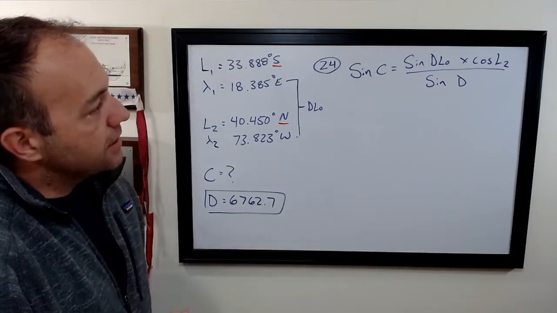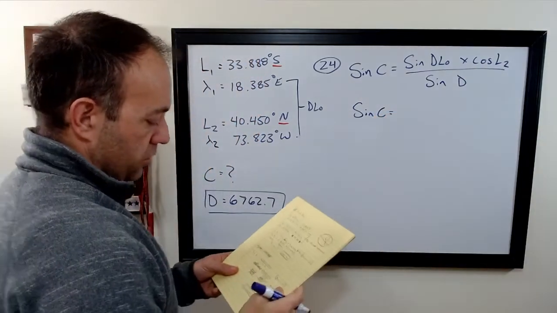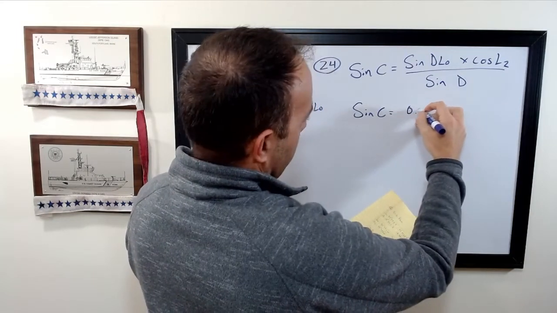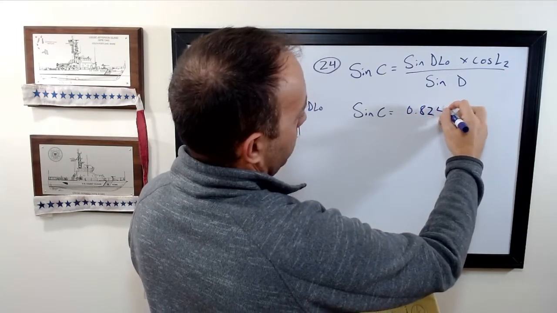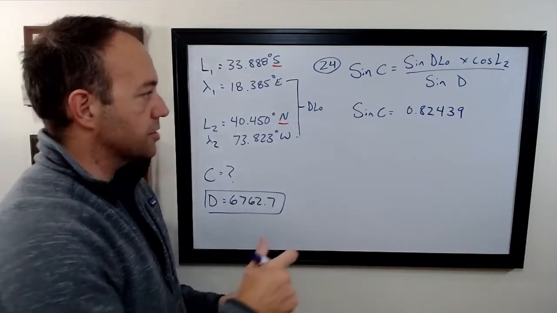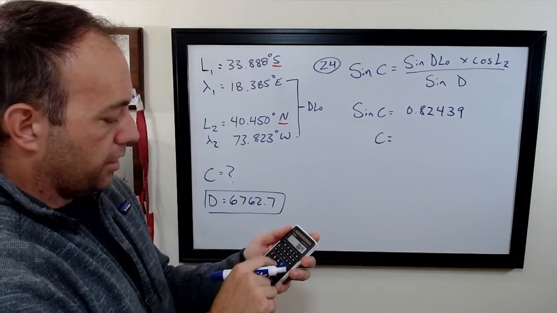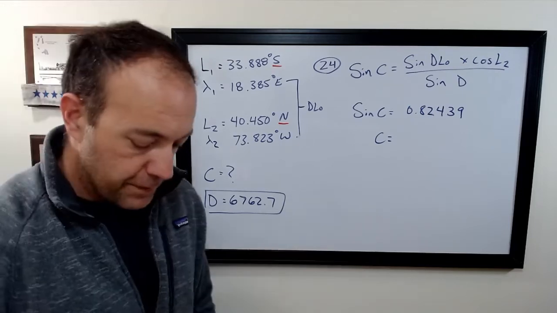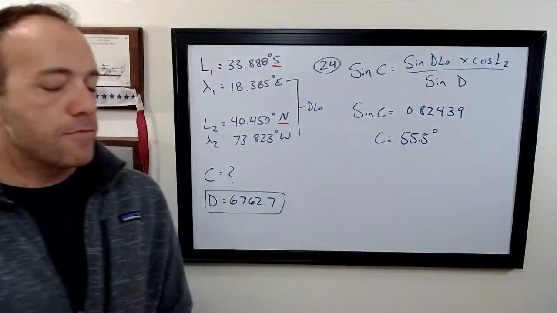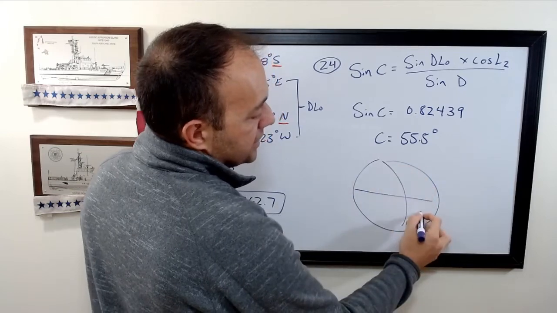So if you type all this stuff in there, you end up with sine of c is equal to, I'll save you all the drama there, 0.82439. So to get this course, we're going to do the inverse sine of that, 0.82439, and you get 55.5 degrees.